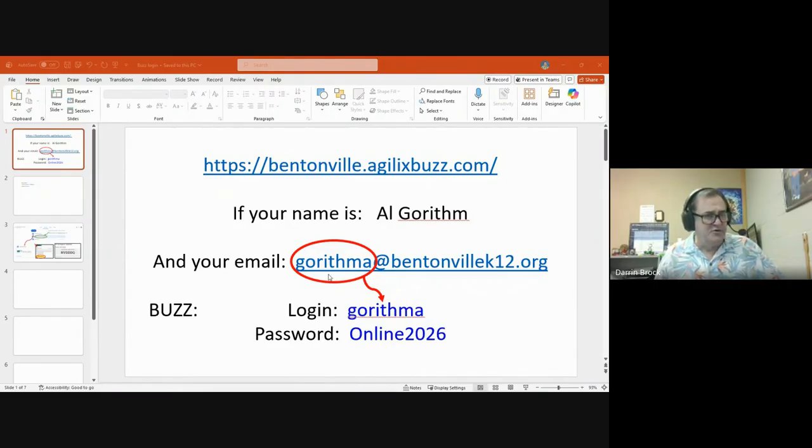So whatever your school email username is, don't put the Bentonville K-12 part, just the first part. And online 2026 is your password with a capital O, no spaces. That is how you're going to log on to where our curriculum is found. Everybody else in here has already been logged in, so they're good. But that's just for my new folks so they can access our curriculum and be able to get into our class as we go about.